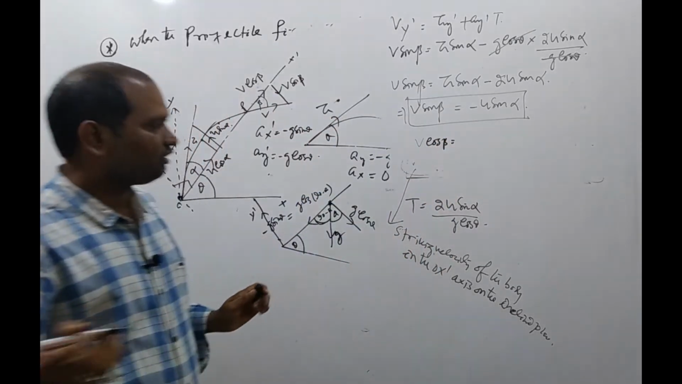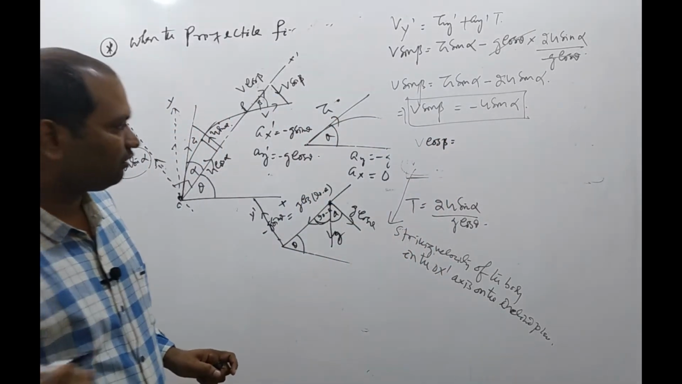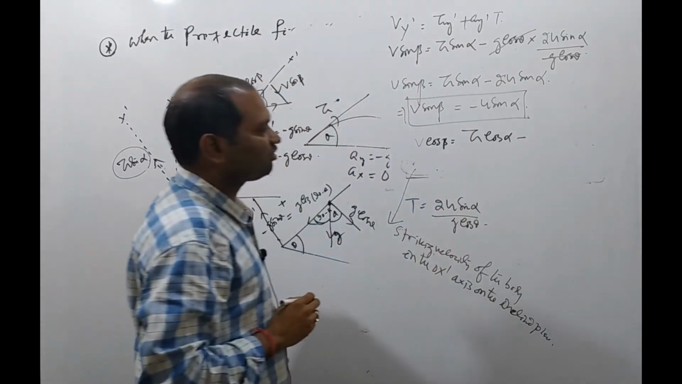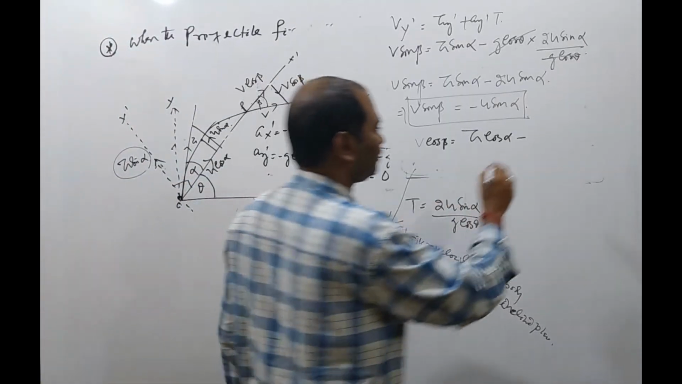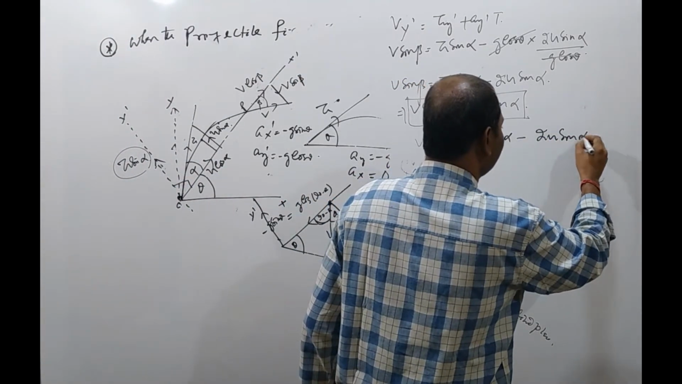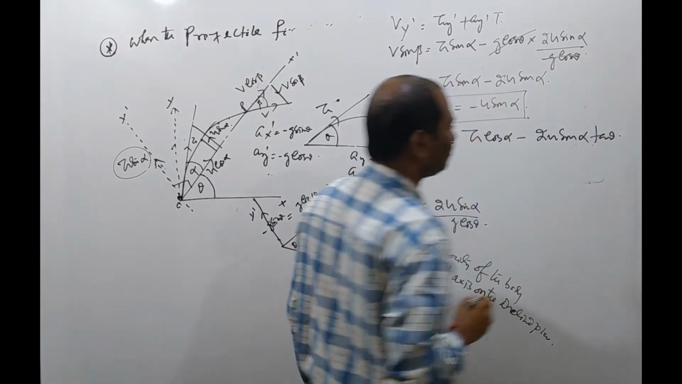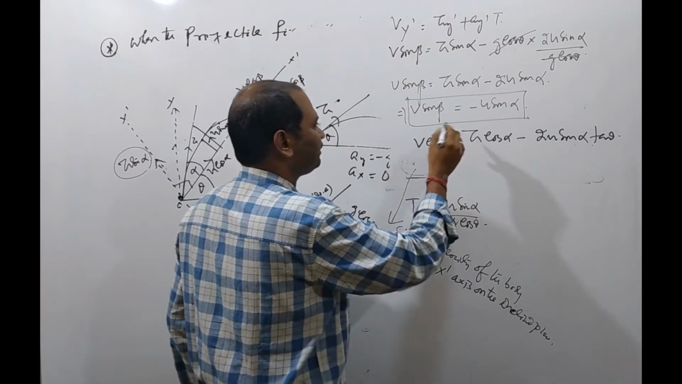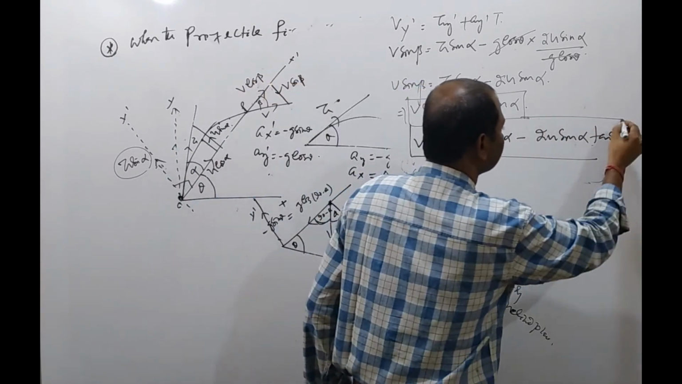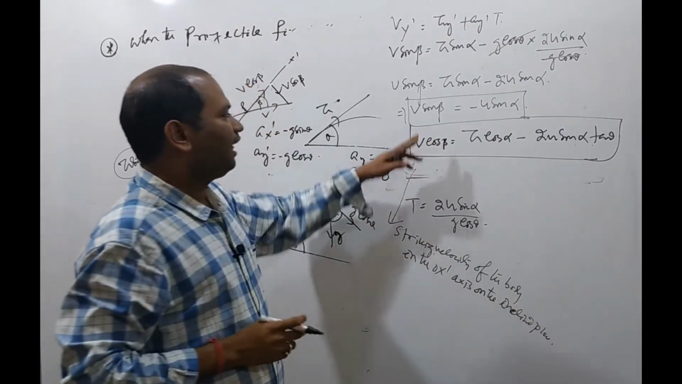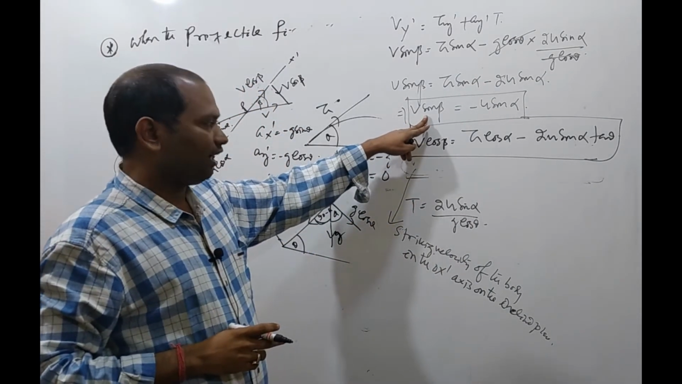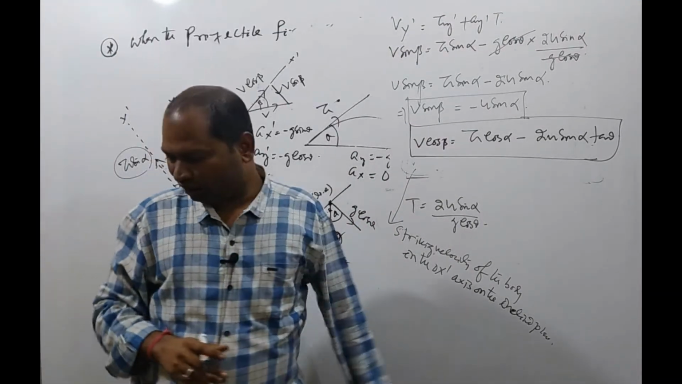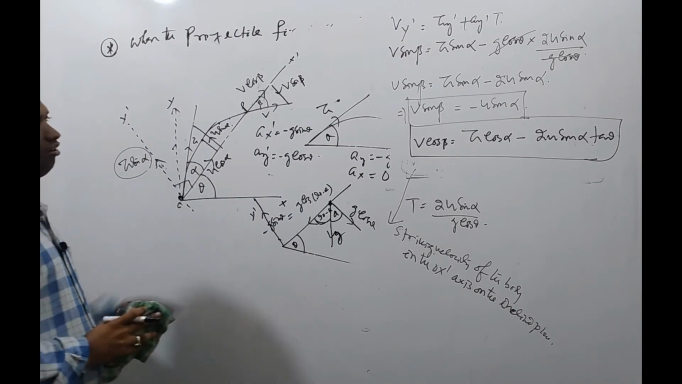V cos beta, tell me. U cos alpha minus 2u sin alpha into tan theta. Okay, this much is v cos beta. This is the final velocity in x-axis, and this is the final velocity in y-axis. Okay, beta. Then you can find the striking velocity v here.